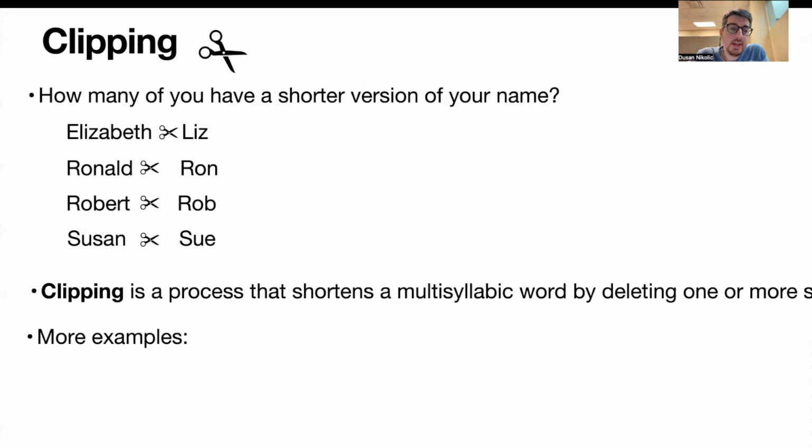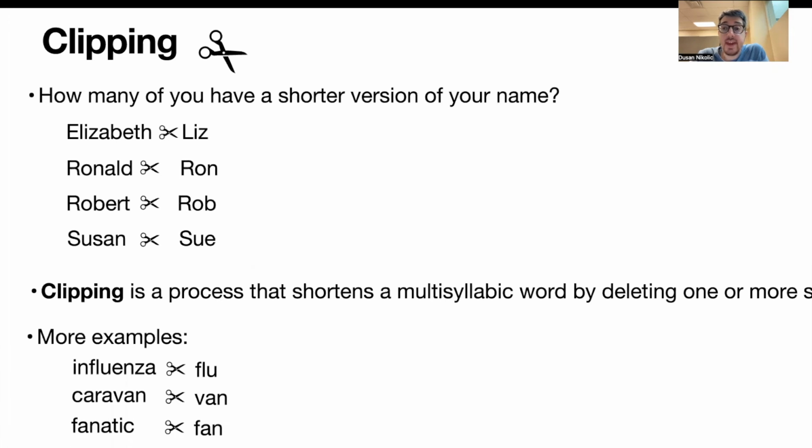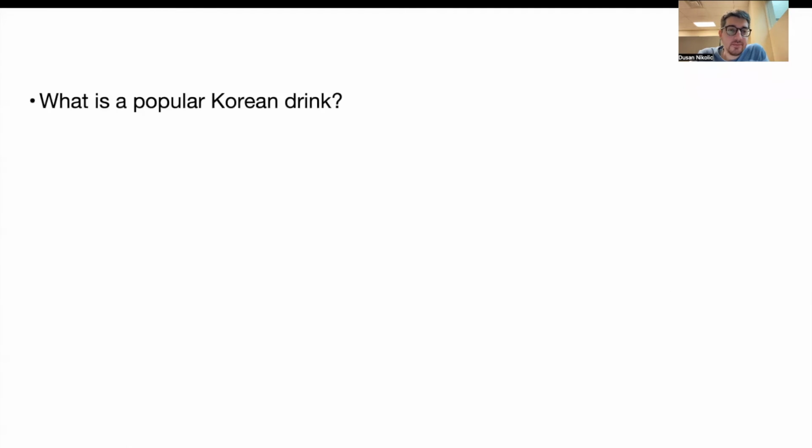Susan, Sue. Clipping is a process that shortens a multisyllabic word by deleting one or more syllables, right? For example, another example of clipping is influenza, whereby you get flu, right? Caravan, whereby you get van. Fanatic, when you get fan from it, right? These are all clipped. Okay, so we had clipping.